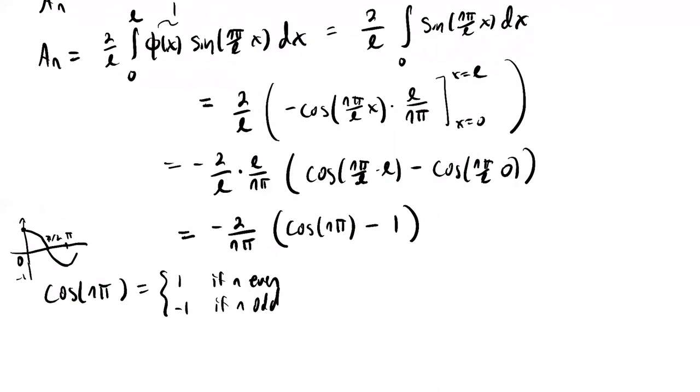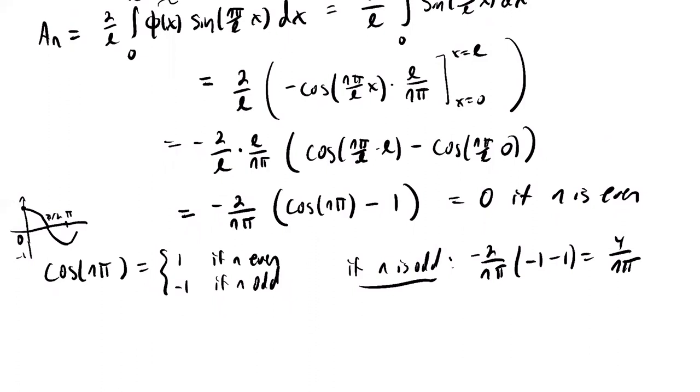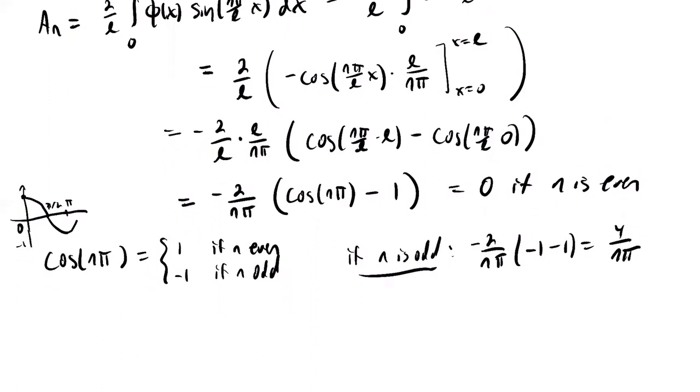And so what does this mean? Well, this means that if n is even, this is going to be 0, right? Because I'm going to have 1 minus 1. On the other hand, if n is odd, I get minus 1 minus 1. So I get negative 2 over n pi times minus 1 minus 1, which is negative 2. Negative 2 times negative 2 is 4, right? So I get 4 over n pi. And so therefore, my coefficient an is equal to 4 over n pi if n is odd, and it's equal to 0 if n is even.